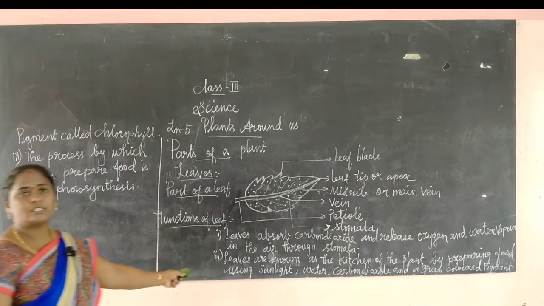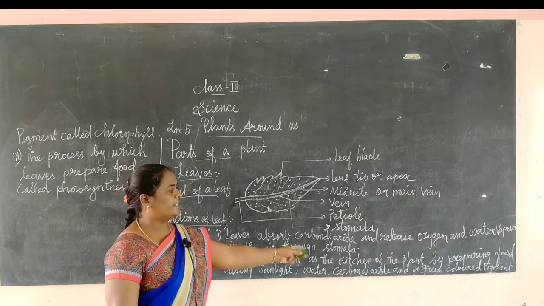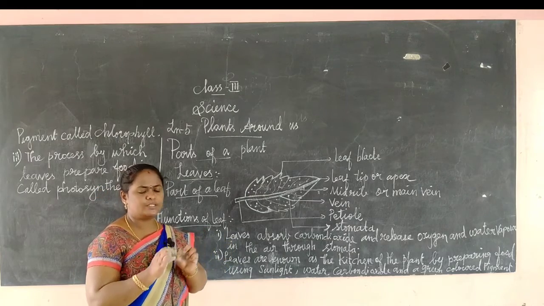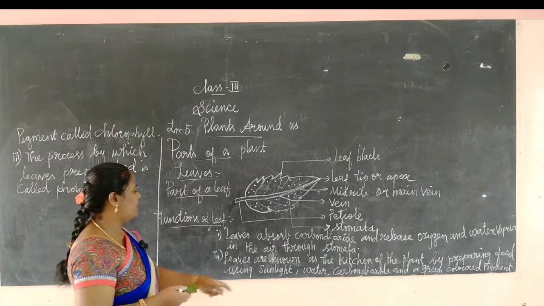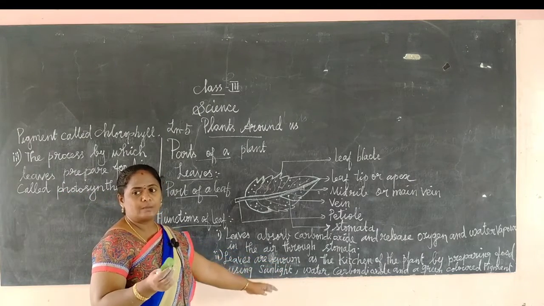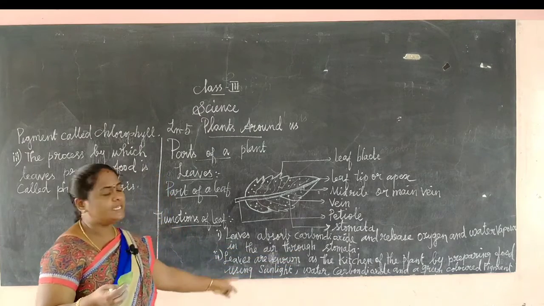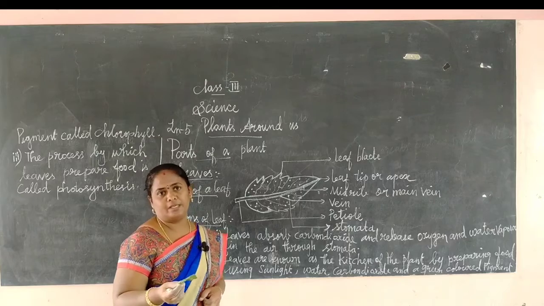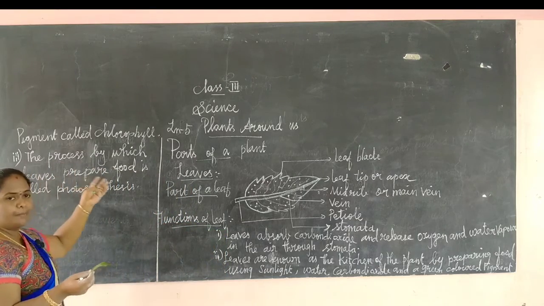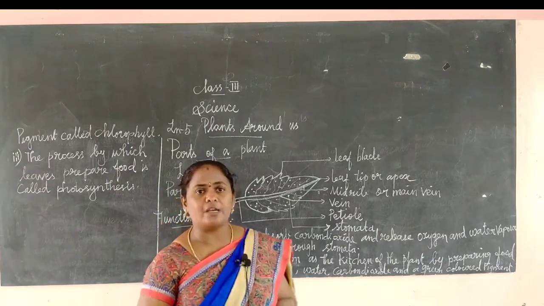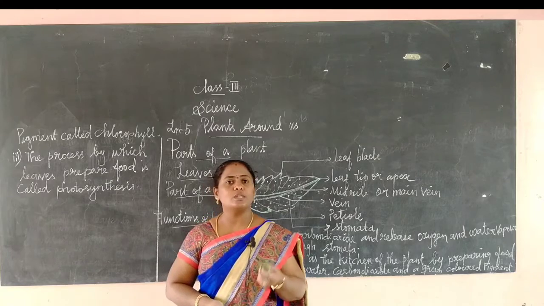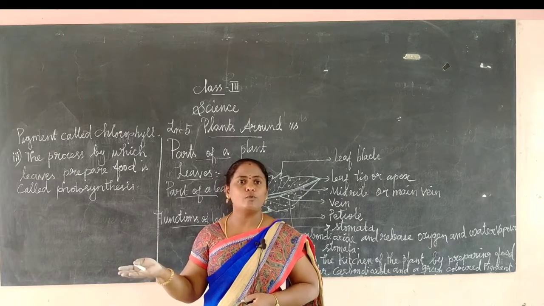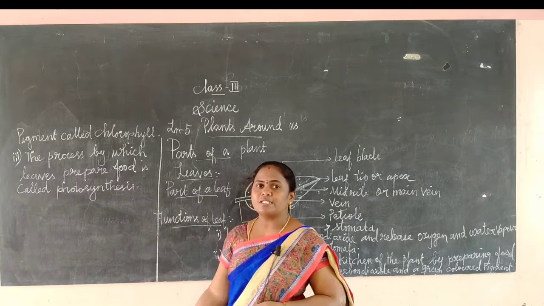Listen children, these are all the functions of the leaf. Leaves absorb carbon dioxide and release oxygen and water vapor in the air through stomata. And then leaves are known as the kitchen of the plant, by preparing food using sunlight, water, and carbon dioxide, and together with the green color pigment, the leaves help prepare food. And then the process by which leaves prepare food is known as photosynthesis. The process by which plants prepare food is what we call photosynthesis. Okay, these are all the functions of the leaf.